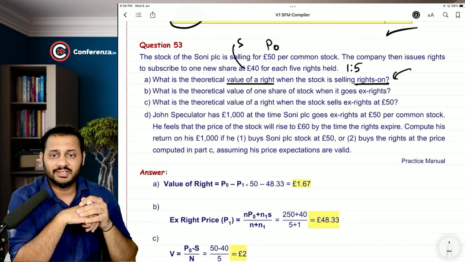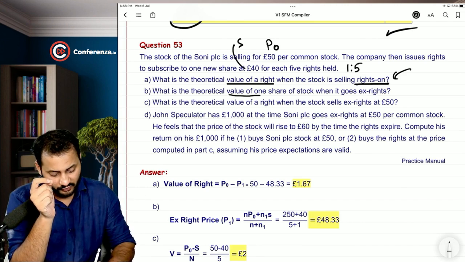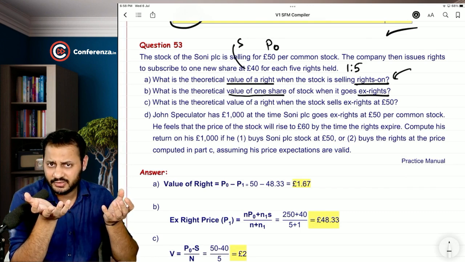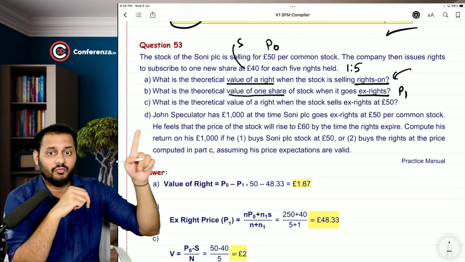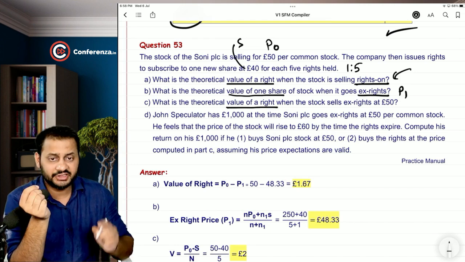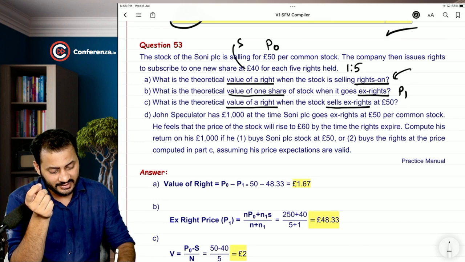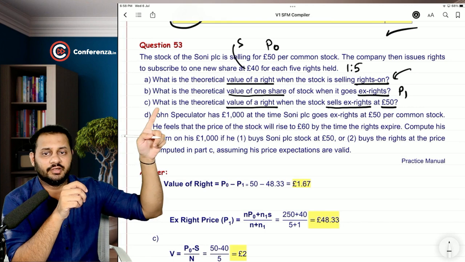Second question. What is the theoretical value of one share? Value of one share when it goes X right. So this is basically X right price, P1. Third part. What is the theoretical value of the right? Again, they are asking the same thing which they asked in the first part, but now they are saying when it sells X right at £50. So this is something different.